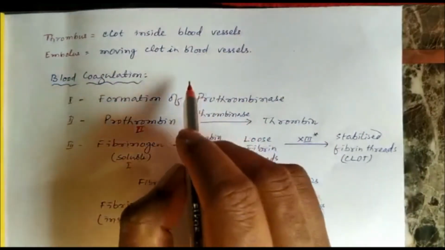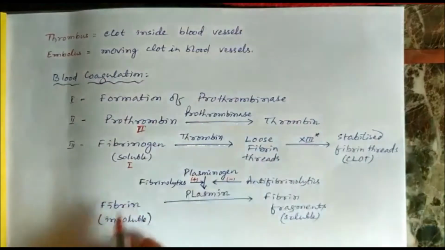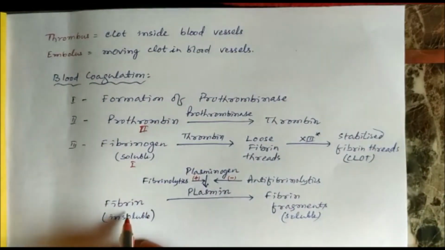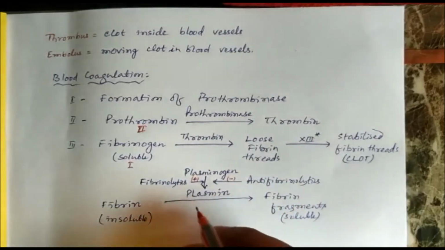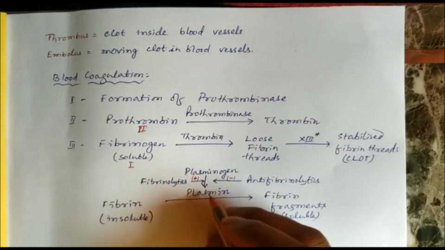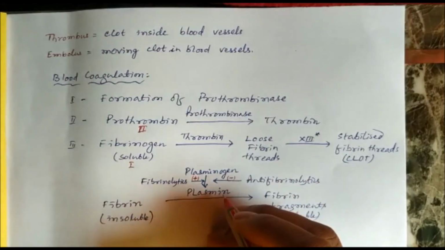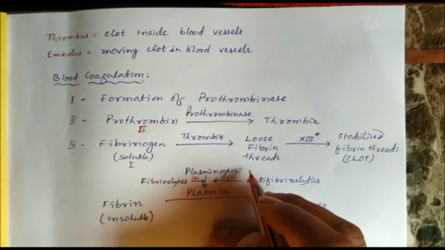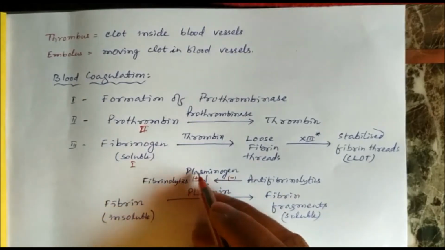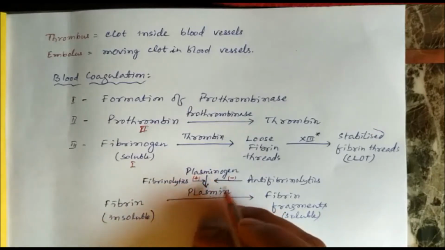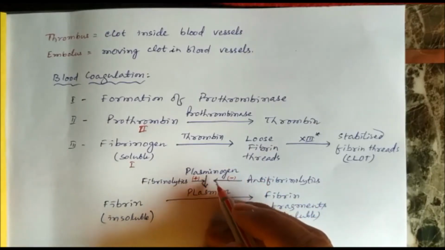So when we want to dissolve this clot, we can use fibrinolytics. This fibrin, which is the insoluble form of the clot, is converted to soluble fibrin fragments by plasmin. So plasmin can dissolve the clot, and this plasmin is formed from the inactive plasminogen in the presence of plasminogen activators. So plasminogen plus plasminogen activator is converted to plasmin. Fibrinolytics are the drugs which help in activation of plasminogen to plasmin, and antifibrinolytics inhibit this conversion of plasminogen to plasmin.